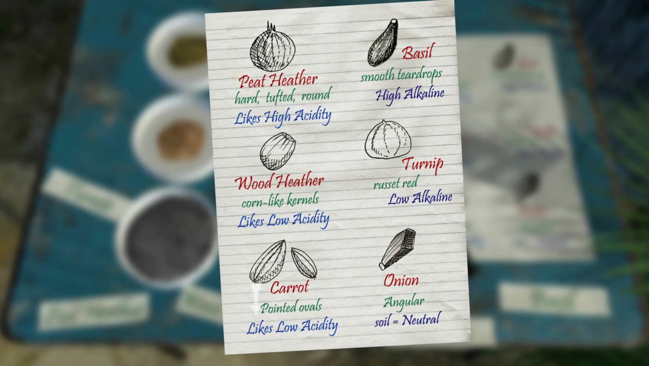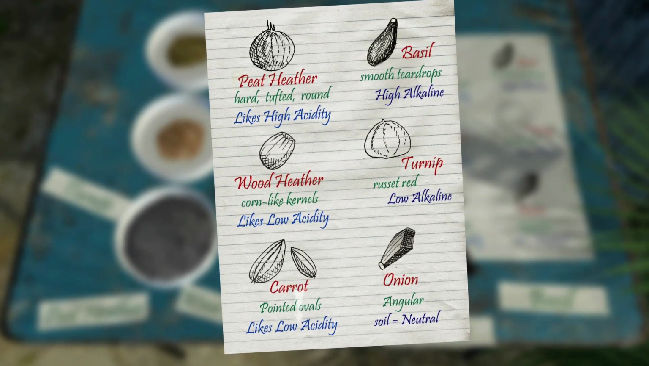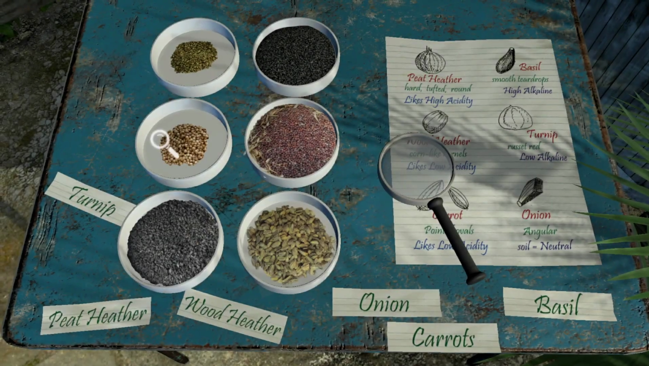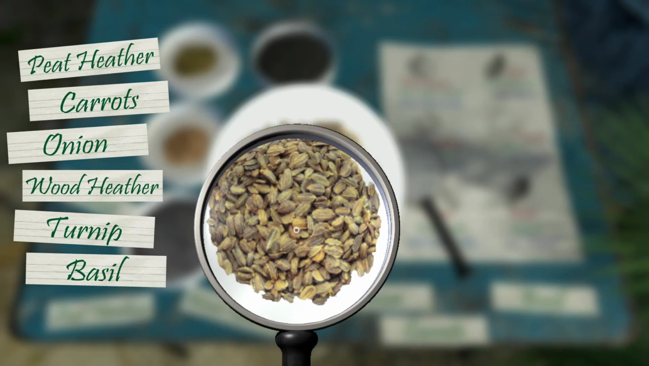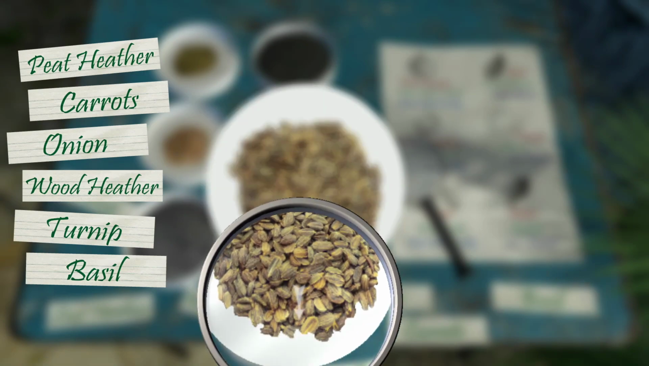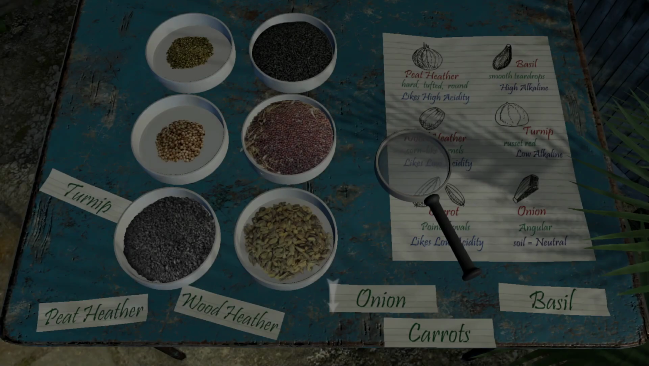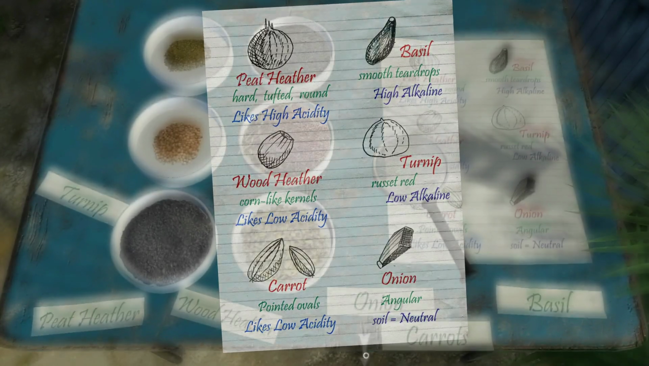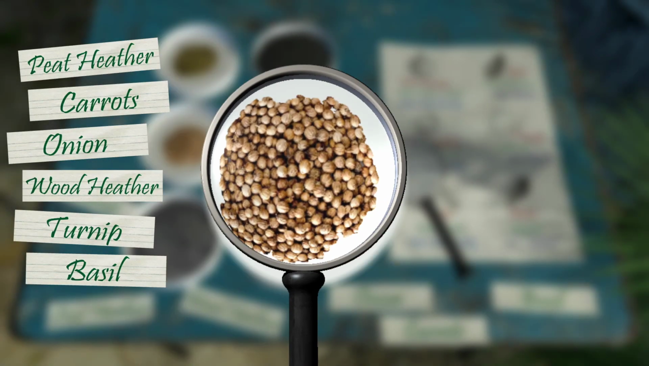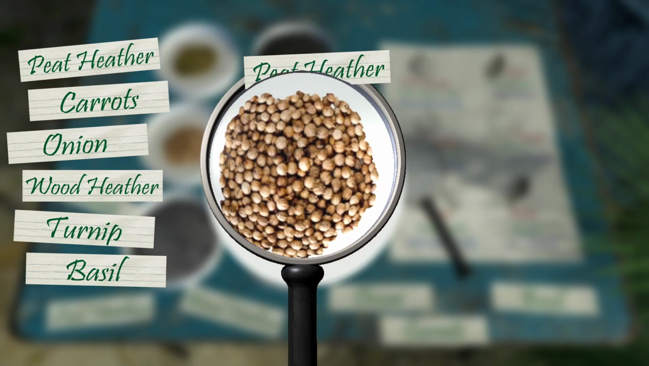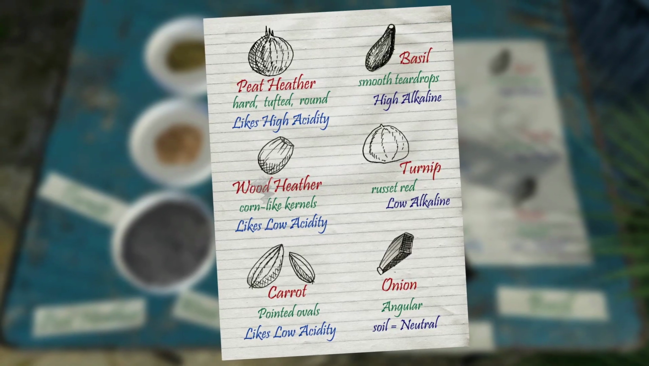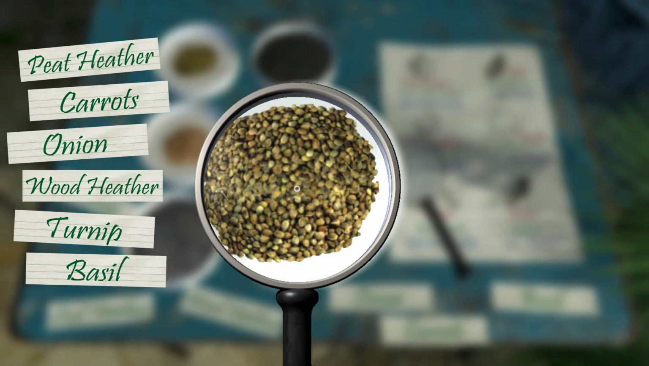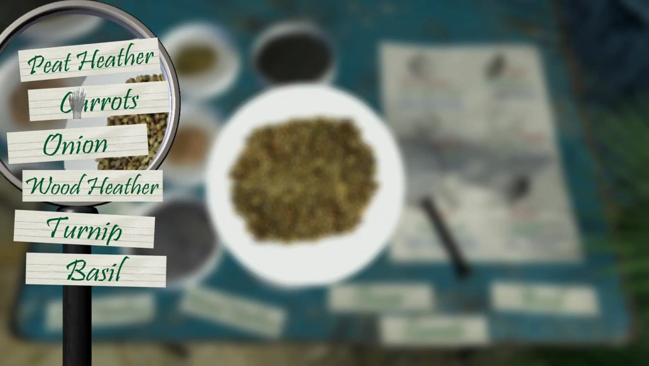Okay. Carrot. I don't think so. No, definitely not. That's gotta be carrot. Yeah, that's definitely carrot. Alright, so what else we got? Peat Heather? It's gotta be this one. Wood Heather. Yeah, hopefully that's it.